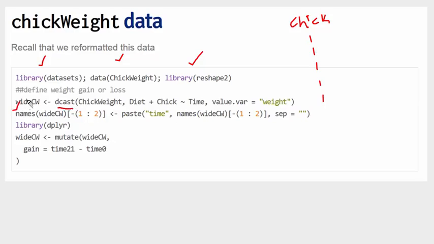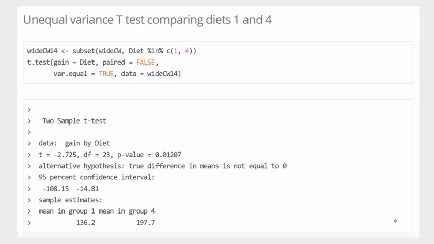And then I want to rename it, and then I want to define a variable that is weight gain, basically time 21 minus time 0. In this case, almost all the chicks are about exactly the same weight at time 0 relative to their time 21, so this doesn't make that big of a difference, but I also wanted to show people this mutate function, which makes it very easy to add a variable to a data frame. So I grabbed the subset of the diets 1 and 4 in this specific case.